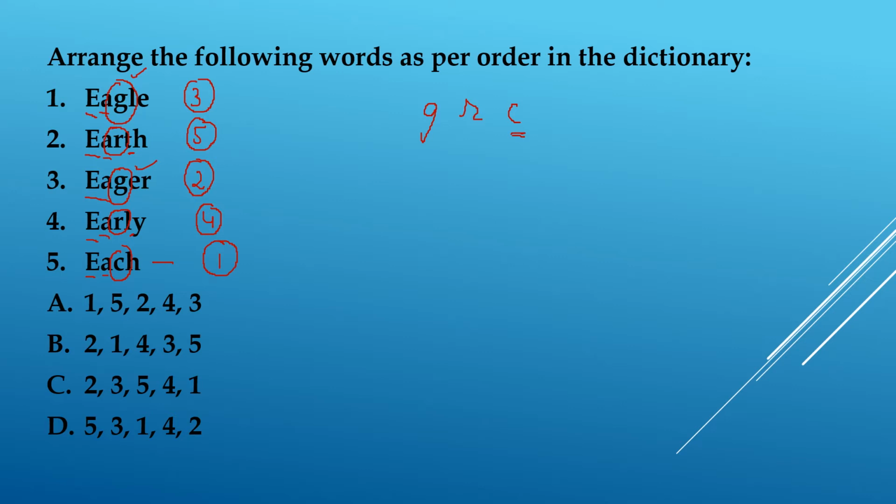So what is the correct sequence here? Word number 5 followed by word number 3, then comes word number 1, then word number 4 and then word number 2. So we find that our answer corresponds to option D over here, that is 5, 3, 1, 4, 2, and this is the correct answer for this particular question.